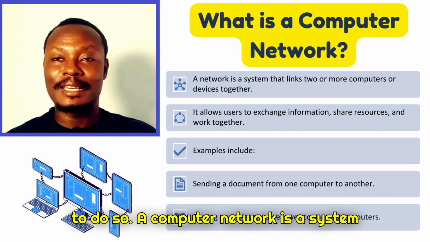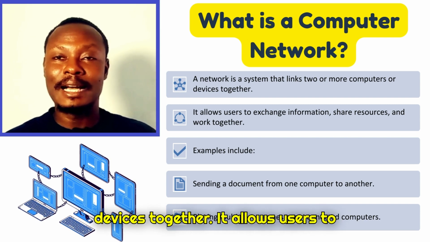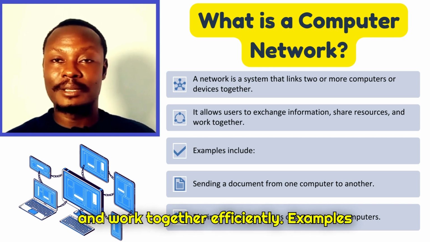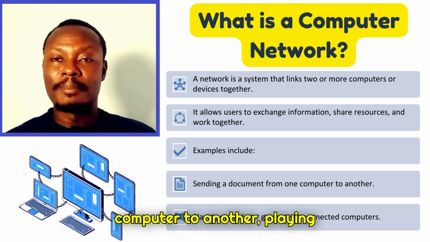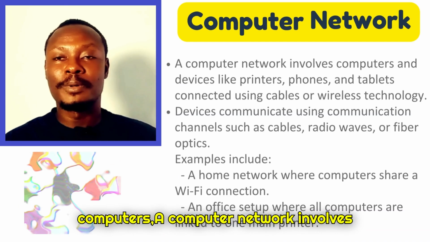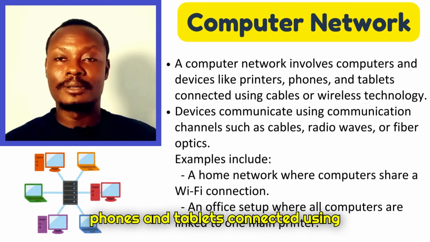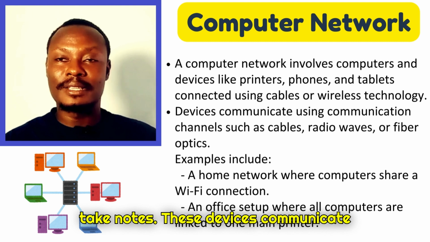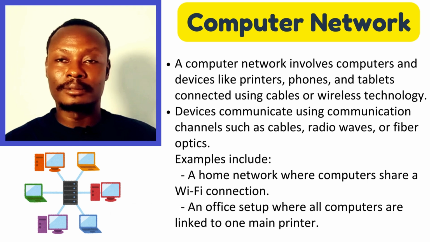A computer network is a system that links two or more computers or devices together. It allows users to exchange information, share resources, and work together efficiently. Examples include sending a document from one computer to another, playing multiplayer games over connected computers. A computer network involves computers and devices like printers, phones, and tablets, connected using cables or wireless technology. So take note. These devices communicate through communication channels like cables, radio waves, or fiber optics.